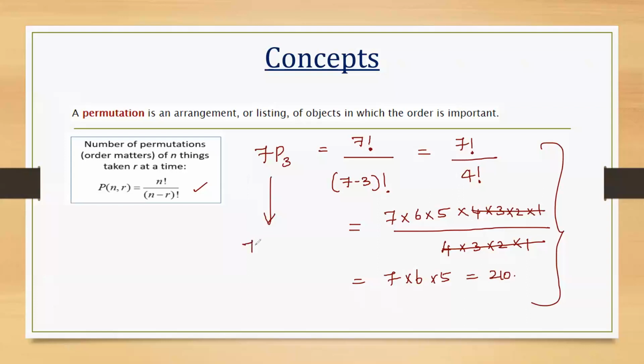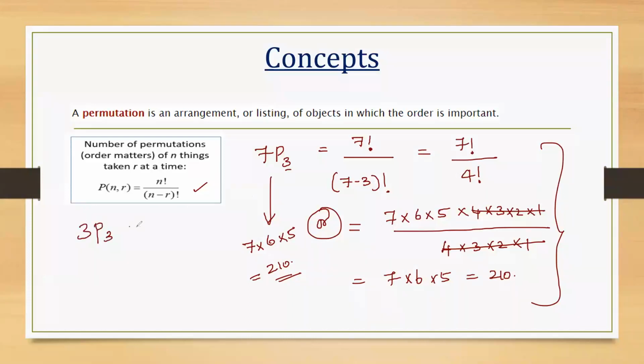7P3: from 7, 3 numbers in reverse. Here we have only 3, right? From 7, 3 numbers reverse, so 210. Is it clear? Is it clear about how to find the value of permutation? Okay.